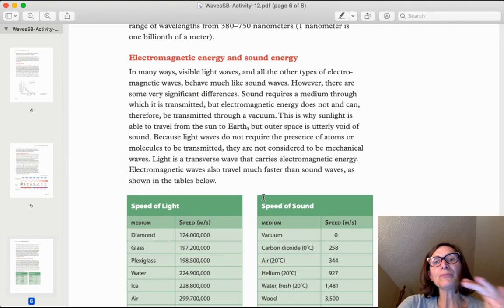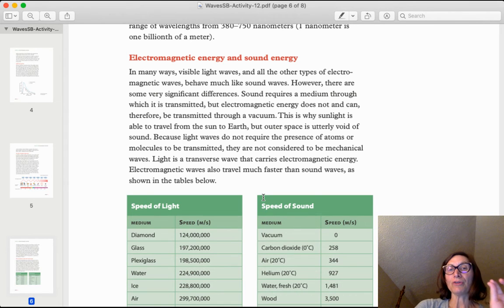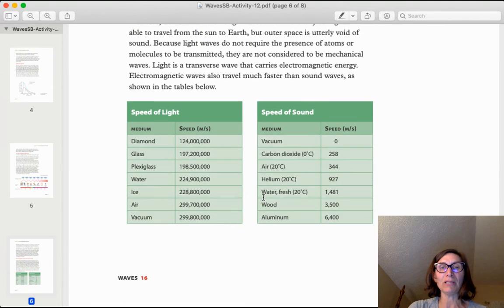But outer space is utterly void of sound, because light waves do not require the presence of atoms or molecules to be transmitted. They are not considered to be mechanical waves. Light is a transverse wave that carries electromagnetic energy. Electromagnetic waves also travel much faster than sound waves, as shown in the table below.